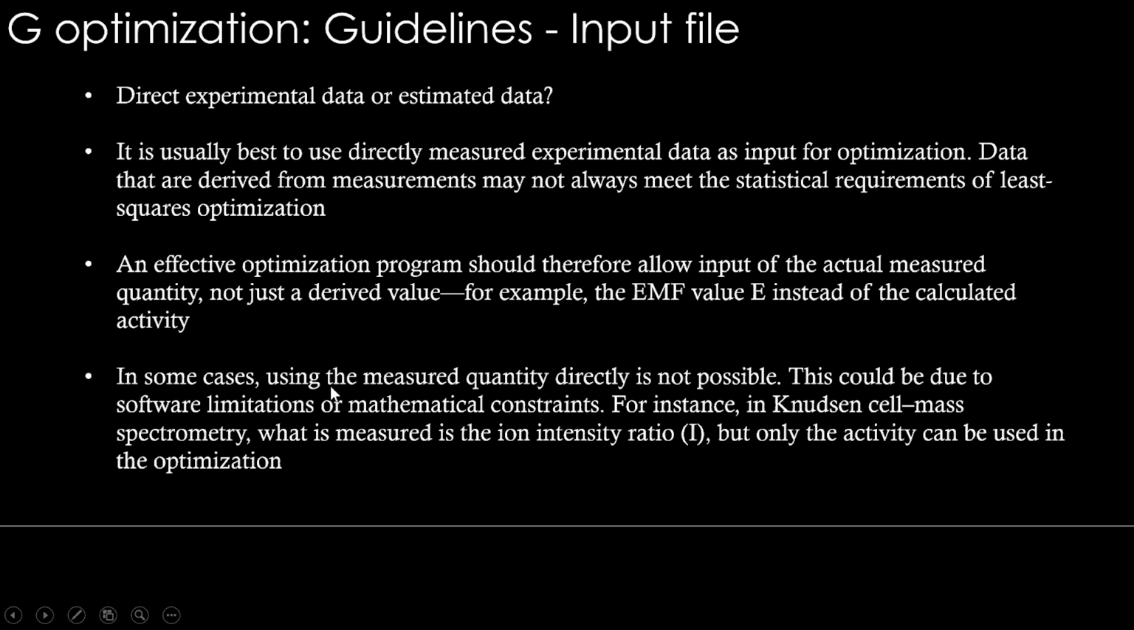Okay. In some cases, using the measured quantity directly is not possible. This could be due to software limitations or mathematical constraints. For example, this one, CHEMS, Knudsen cell mass spectrometer, where the measured quantity is this, the ion intensity ratio. This is used to identify which are the vapor species that is coming out. But what we are using is activity or activity coefficient in the optimization. Okay. There is no way to use this. Okay. E at least can be used in some way. We can rearrange the equations and start using E, but there is no way to use this I.